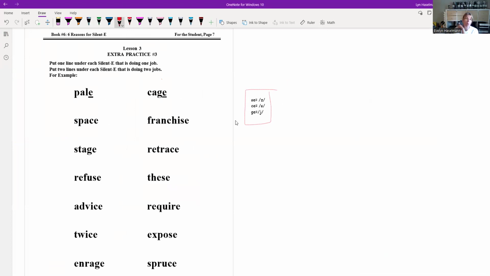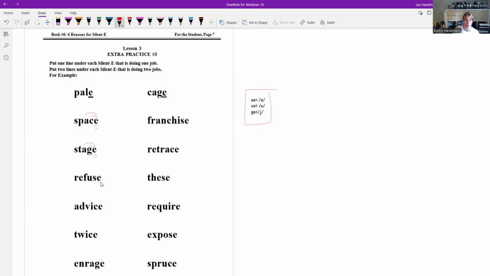Okay, so put one line under each silent E that is doing one job. Put 2 lines if the silent E is doing 2 jobs, okay? So I'll show you how we're going to do this. This one has 2 jobs. This one is actually making the A say A in space, and it is also affecting the sound that the C makes. So it's changing it to S. Same with this one. This is 2 jobs. This is making the A say A, making the G say J.